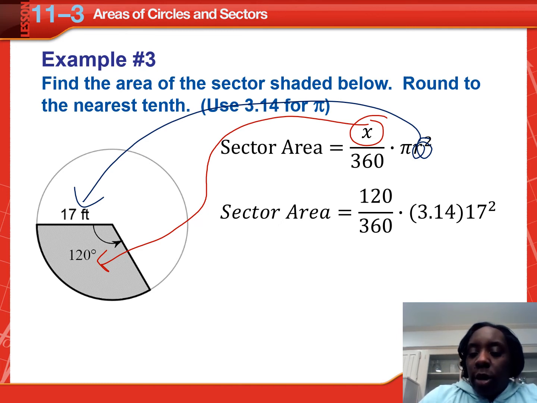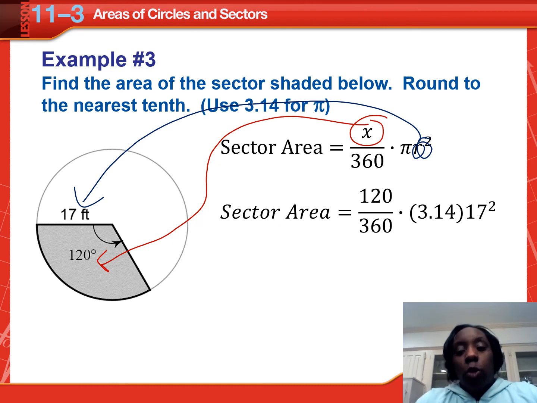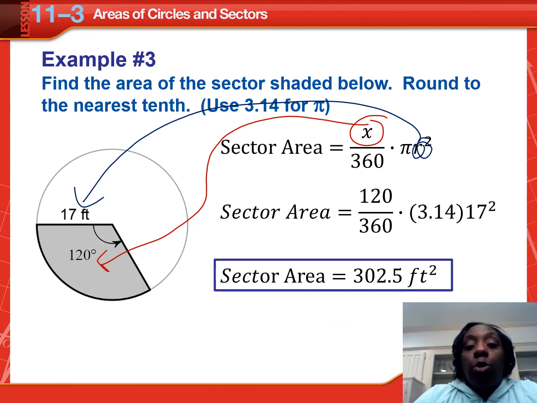Now, what's always frustrating to me is students always still add the 2 to both formulas. Notice the 2 is not there. That was in my arc length formula. It is the proportion times pi times radius to the second power. Pay attention to the formula and use it correctly. So let's go ahead and run the numbers on the calculator. You should get 302.5 if you round correctly.